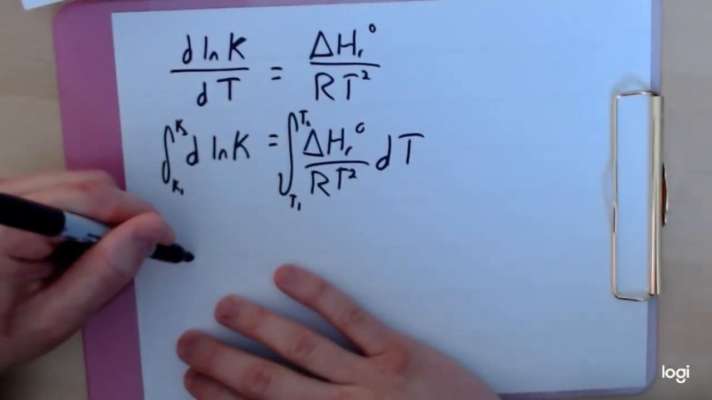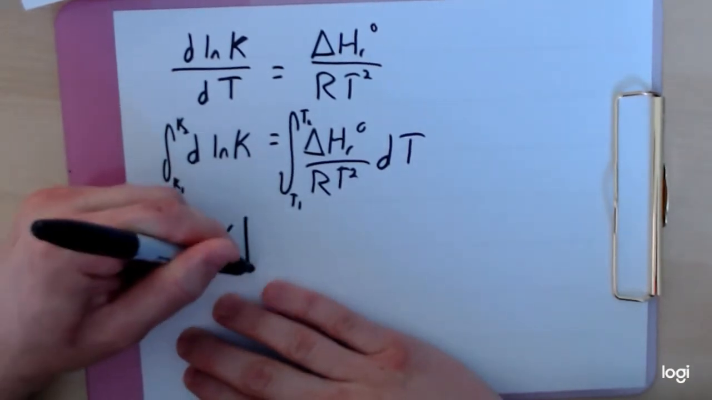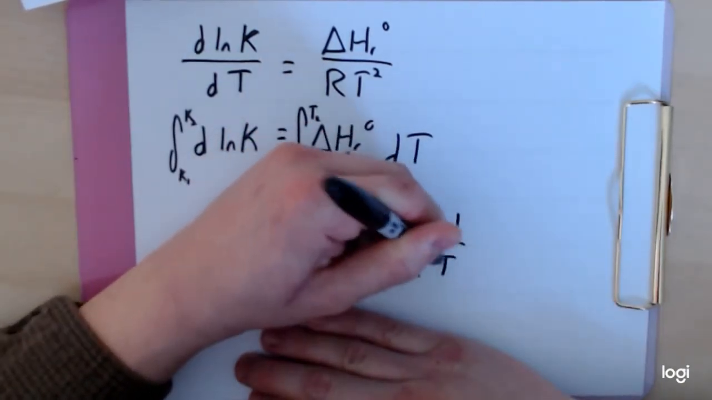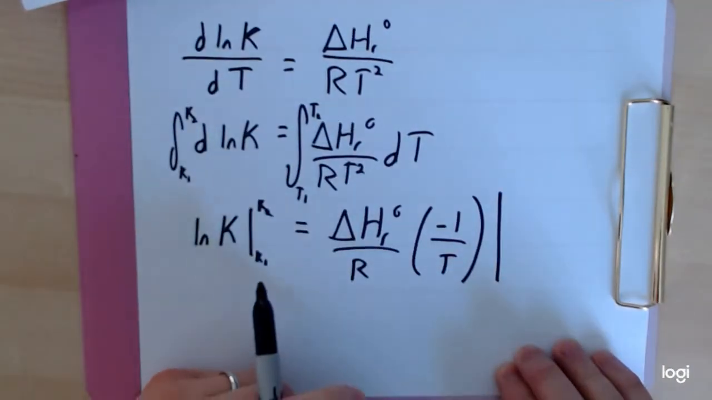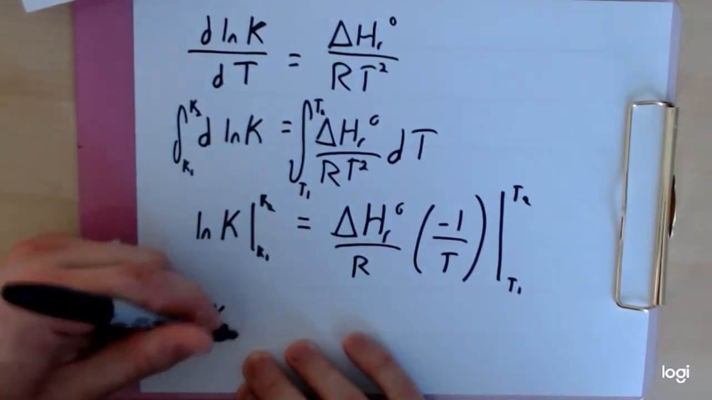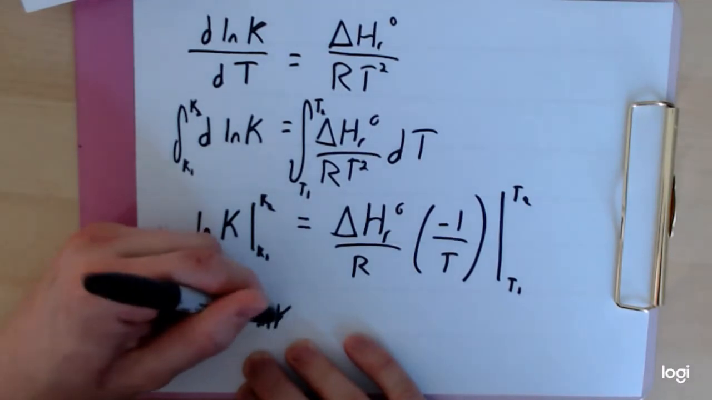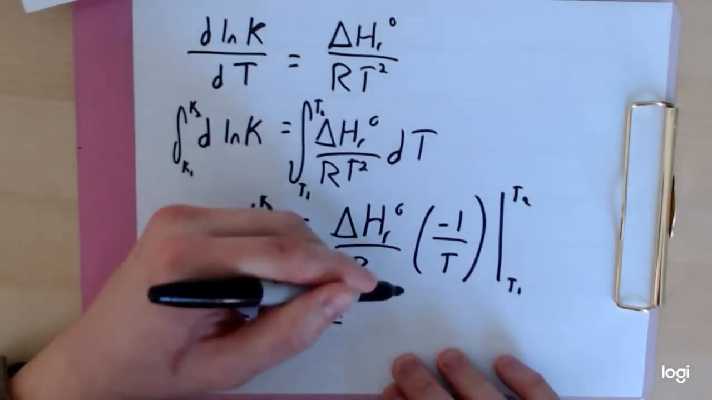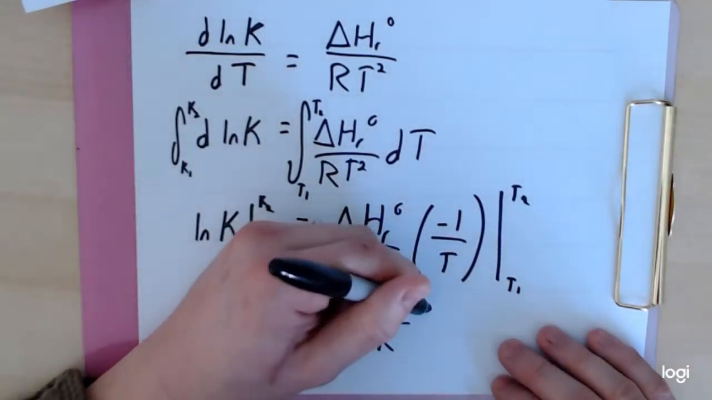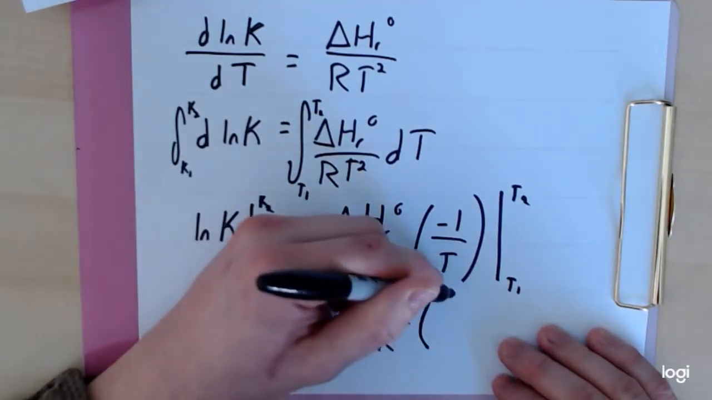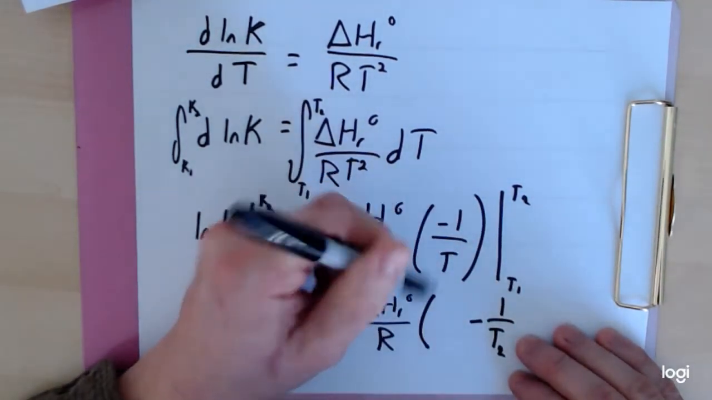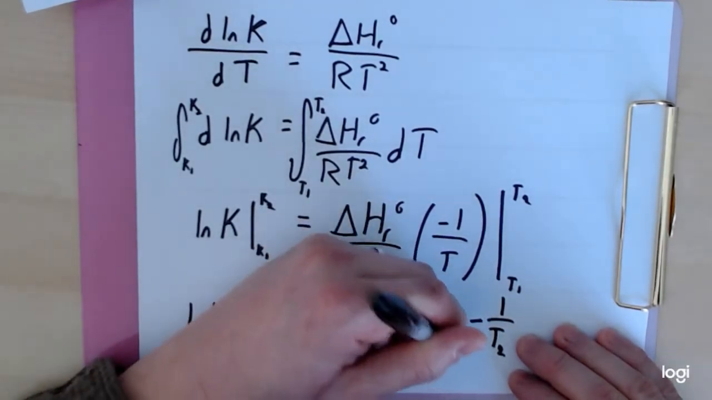The left-hand side integrates simply to log k, evaluated between K1 and K2. And the right-hand side integrates by application of the power rule to the standard change in enthalpy divided by the gas constant, multiplied by -1 over temperature, as evaluated from T1 to T2. Okay, so just evaluate both sides. Left-hand side evaluates to log of K2 minus log of K1. The right-hand side, you can first just factor out the constant. So the enthalpy of reaction over R, you can factor out, and then evaluate -1 over T from T1 to T2. That will just evaluate to -1 over T2 plus 1 over T1.